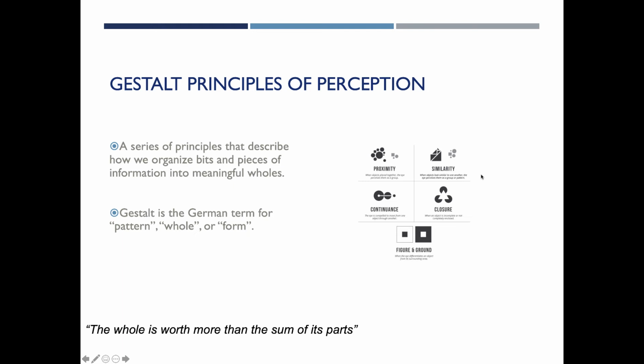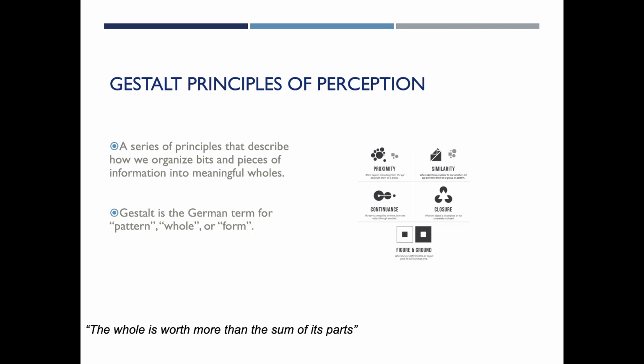There's a group of principles that helps to explain how we understand the kinds of objects that we see and make sense of them. And they're called the Gestalt principles of perception. They're a series of principles that describes how we organize bits and pieces of information into meaningful wholes. In fact, sort of a catchphrase, a slogan, if you will, for Gestalt psychologists is that the whole is worth more than the sum of the parts. And it comes from the concept of the Gestalt, which is a German word for pattern or whole or form.